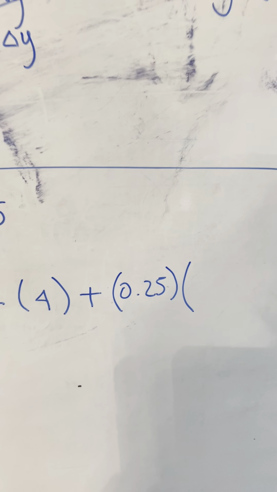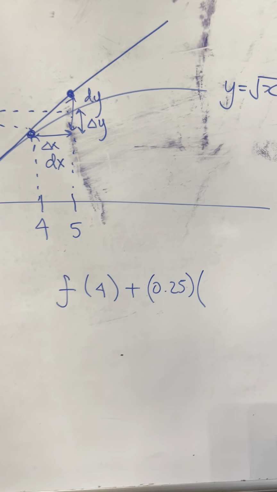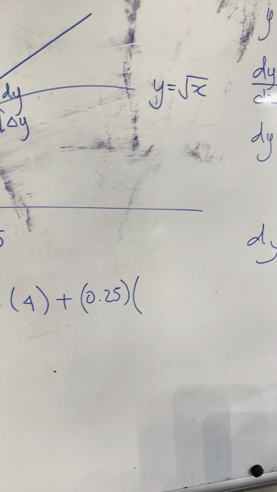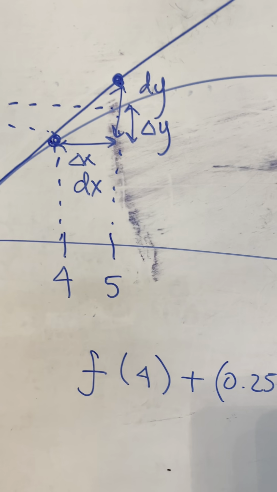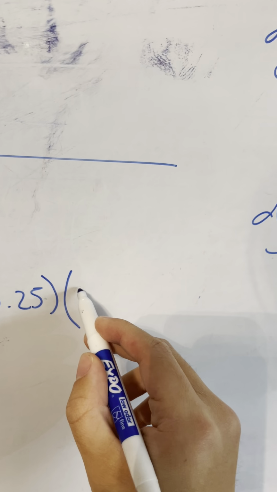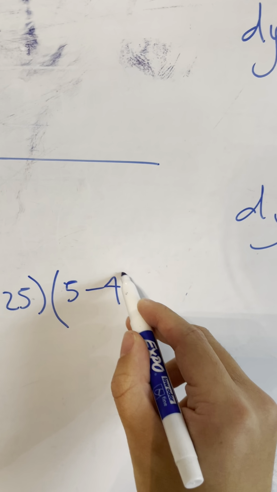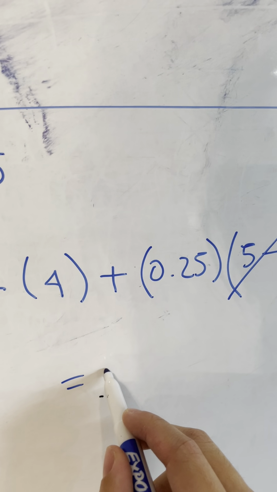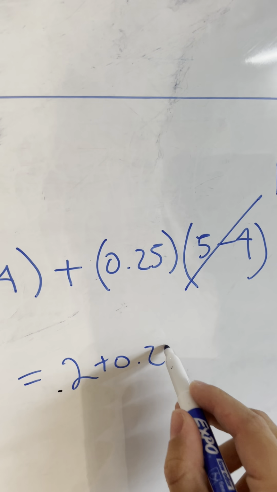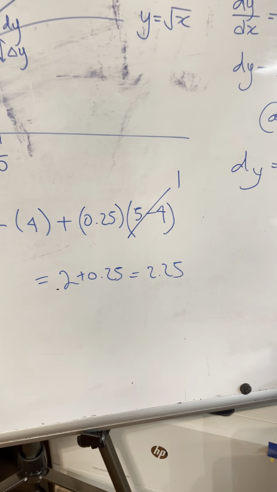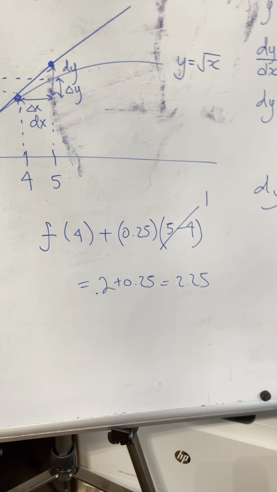Again, calling back to the Euler method, how many times do we increment? We increment once per time interval. So how many intervals do we have? We have one interval from 4 to 5, which we know is 1. So our estimate is actually 2 plus 0.25, which is equal to 2.25.